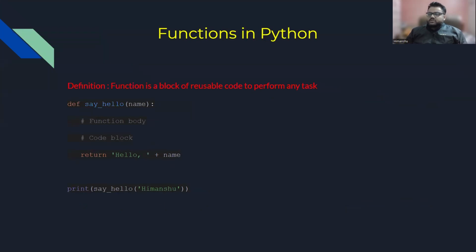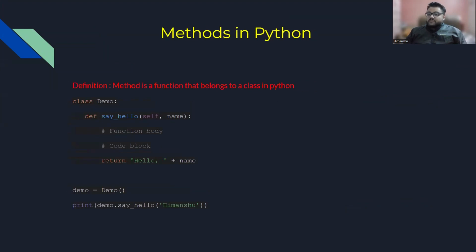Okay. So a function is nothing but reusable code, right? Which you use to perform any specific task and you call it every time, isn't it? Just like print in Python, it is also a function, right? When you say print, you're using a function in Python. So that is a function. And a method is a bit different because a method is a function that belongs to a class. A method will always belong to a class and we will always use the self keyword for that.